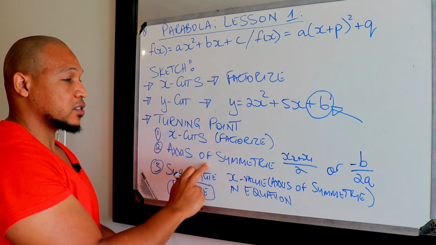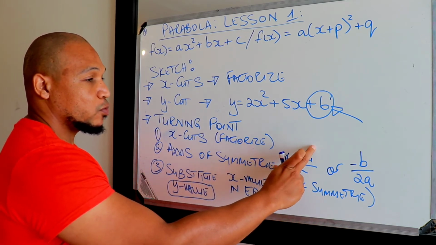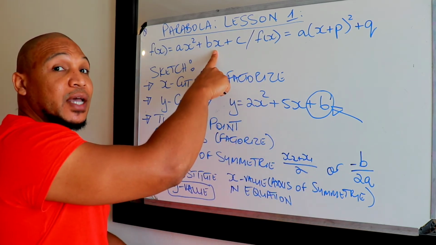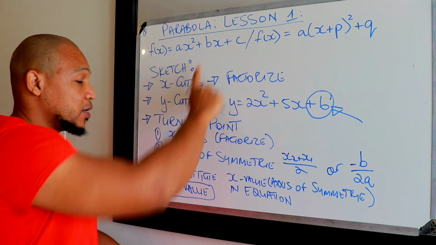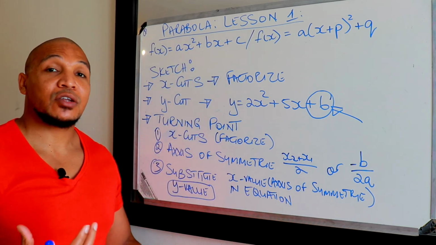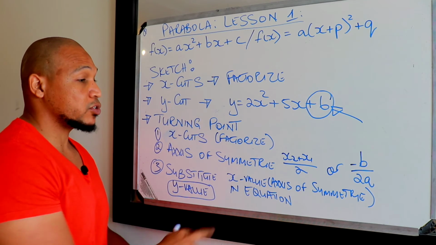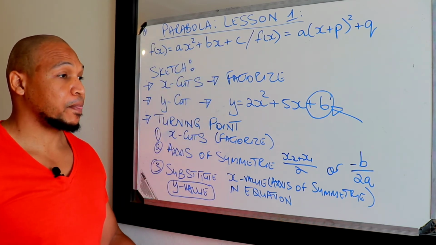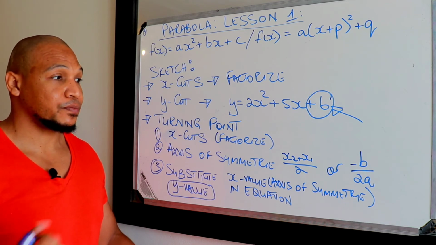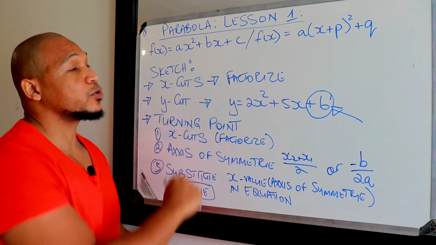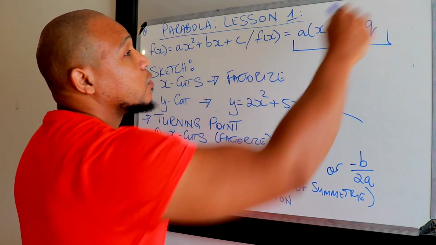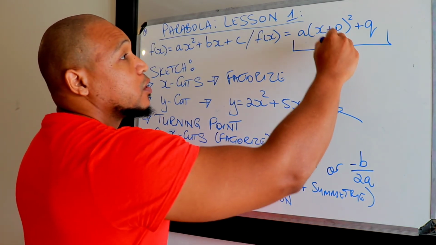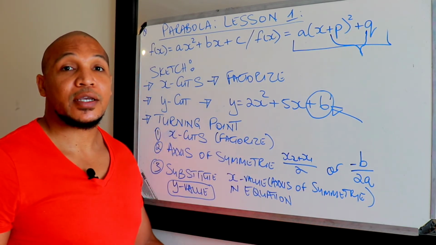Then you can get your axis of symmetry by using this formula, or you can use this one, substitute it directly into your equation there, and when you have your x value or your axis of symmetry, you substitute it into that equation there to get your y value. Or for your turning point, when they give you this formula, you will use p and q.